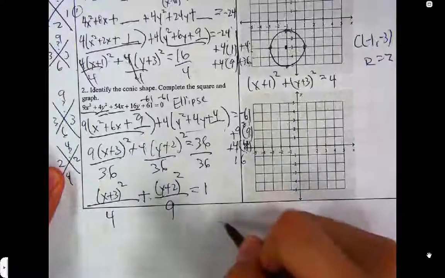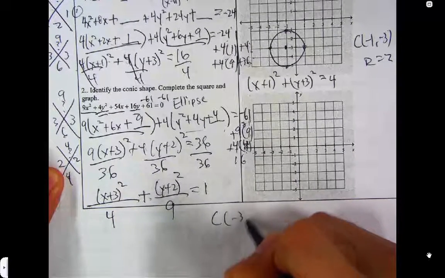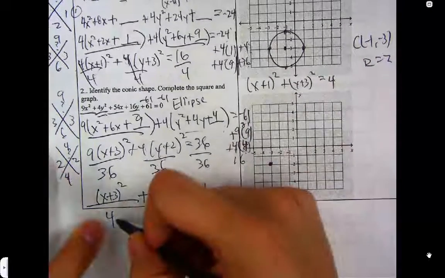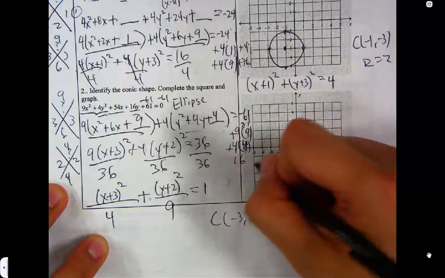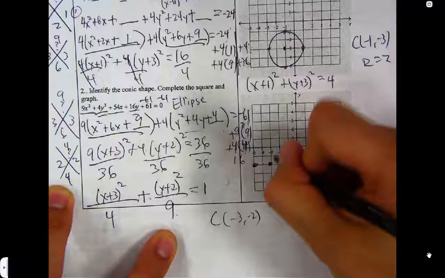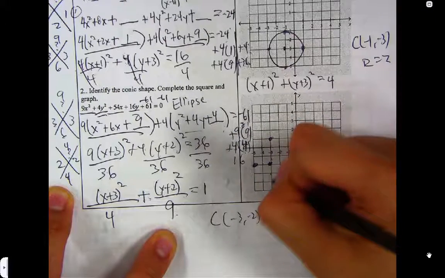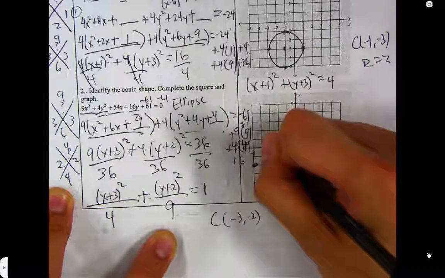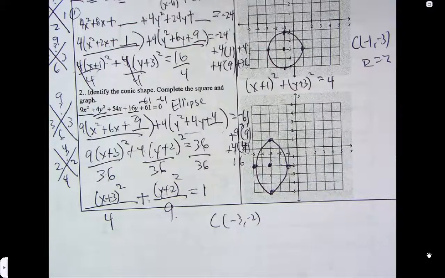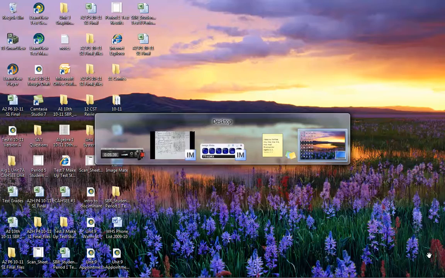Okay, so graph your center. Where's your center? Negative 3, negative 2. Negative 3, negative 2 is right here. Left and right, square root of 4 is 2, so 1, 2. Out, 1, 2, you go out. And then the y, square root of 9 is 3. So 1, 2, 3. 1, 2, 3, and draw your ellipse. And we're good.